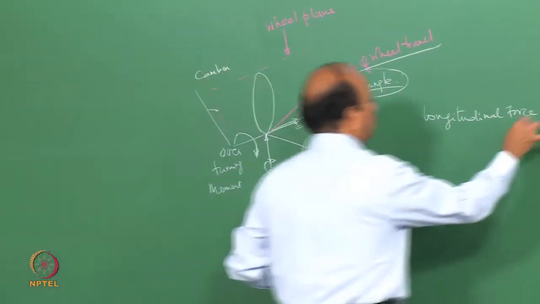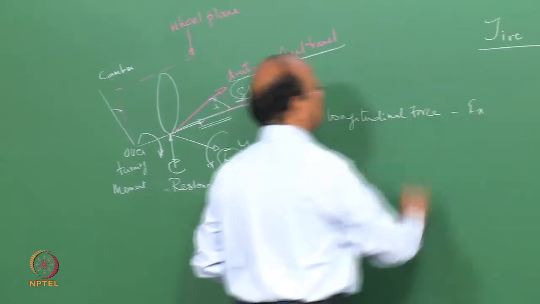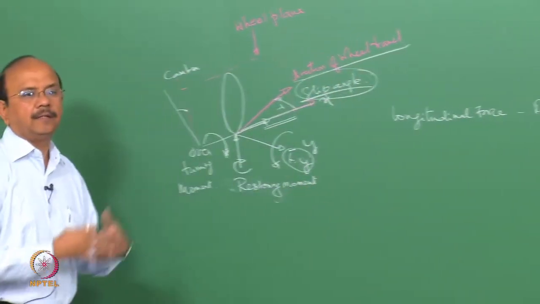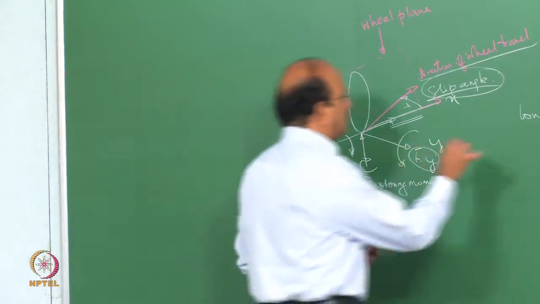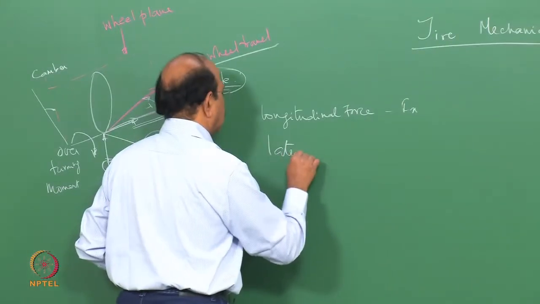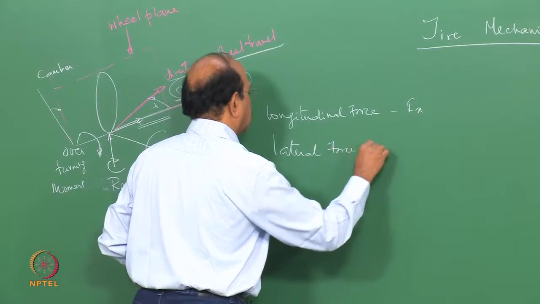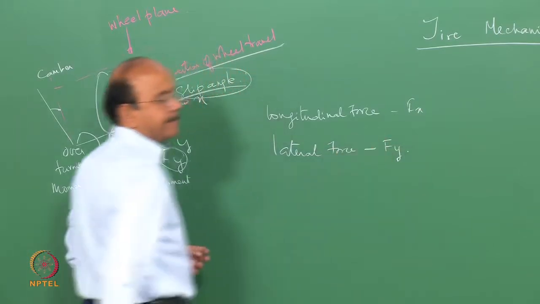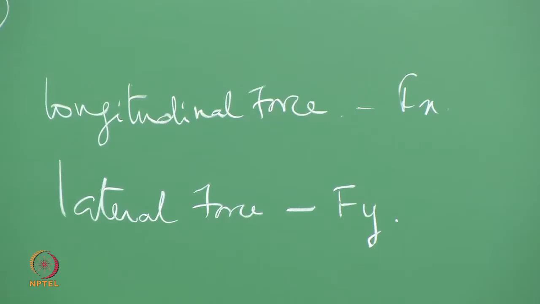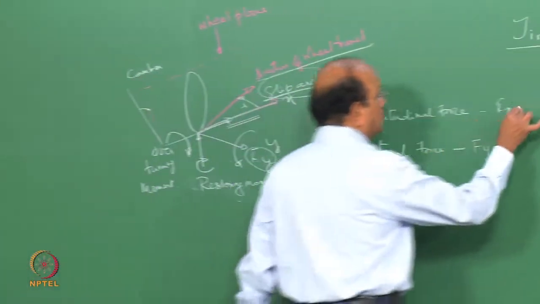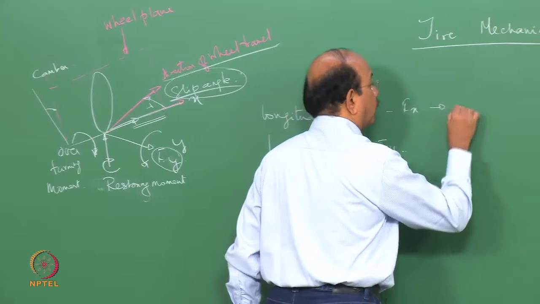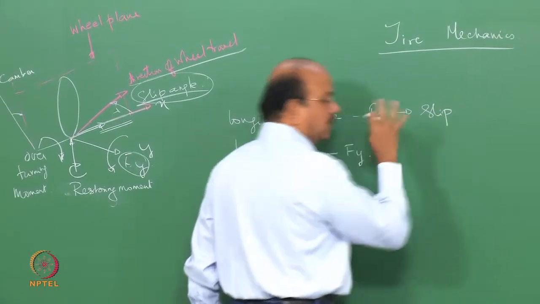That is the Fx force. That is braking, acceleration, and so on. Then we have the lateral force, which is Fy, which is the result of the slip angle. You would see that this is the result of what is called slip. We will define all these things carefully.